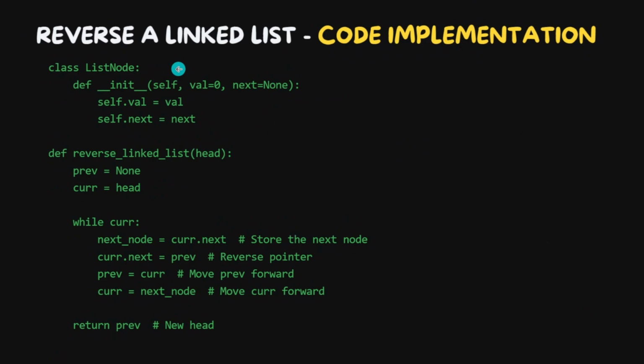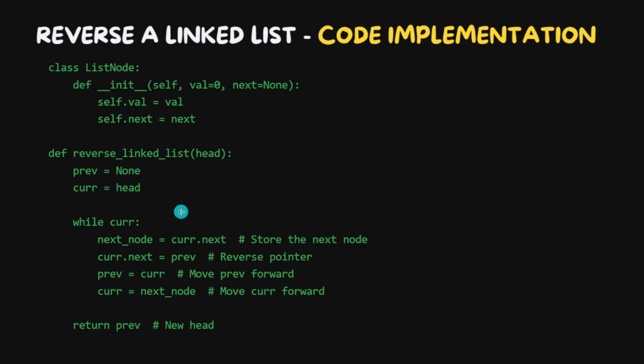First, we define a ListNode class to represent each node in the linked list. Each node stores a value and a pointer to the next node. Now, we define the function reverse_linked_list. We initialize previous as None, since the new tail will point to nothing, and current starts at the head of the list.